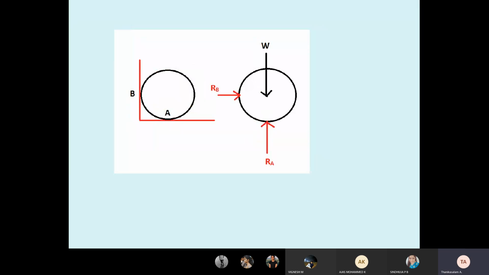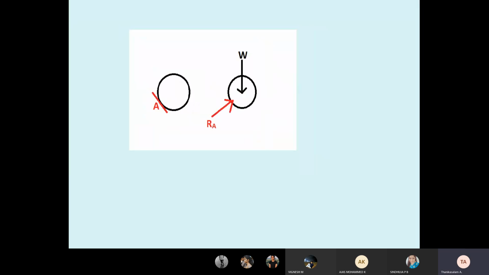Now similarly, here the ball is in contact at A and B. There are two reactions. The ball touches at A, therefore the reaction is upward. The ball touches the wall, and the reaction is to the right side, RB.